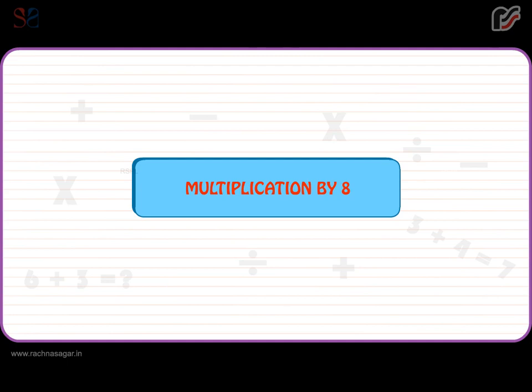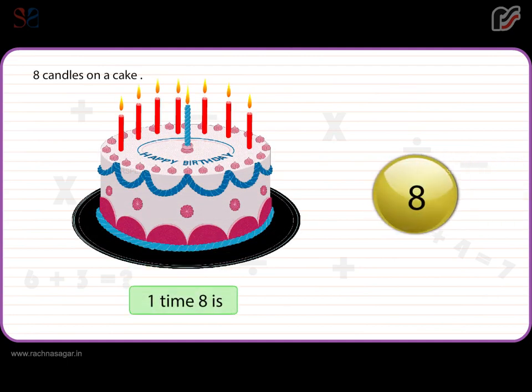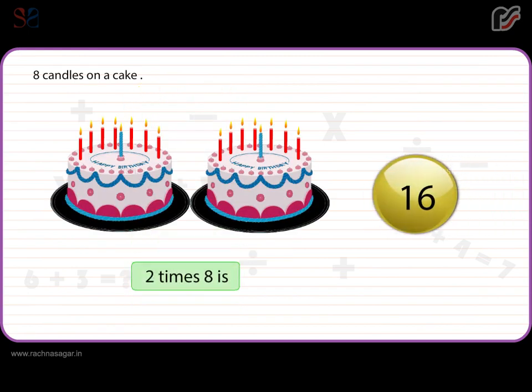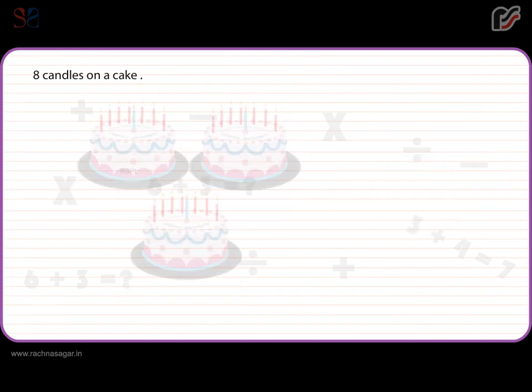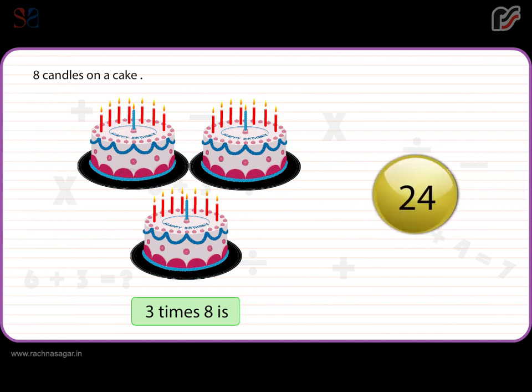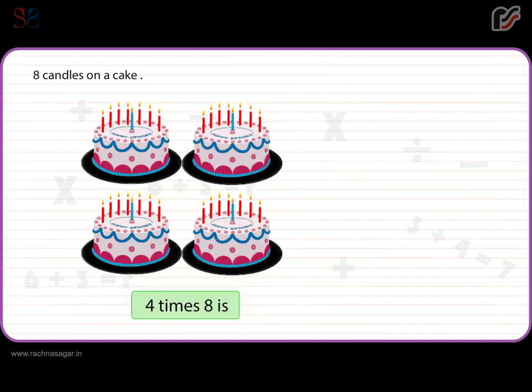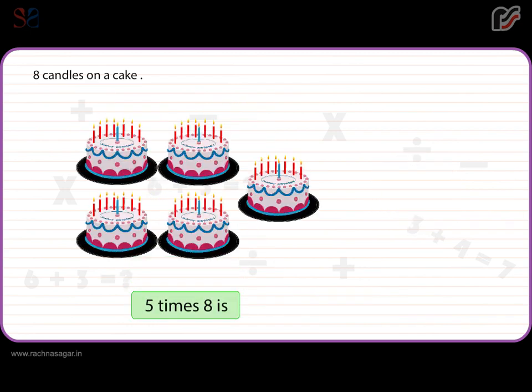Multiplication by 8. 1 times 8 is 8. 2 times 8 is 16. 3 times 8 is 24. 4 times 8 is 32. 5 times 8 is 40.